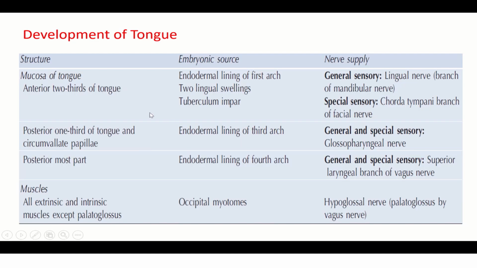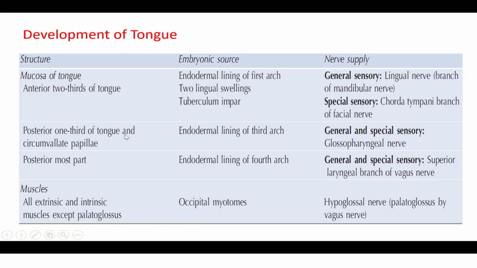Now, in order to understand the development, let us see the mucosa of the anterior two-thirds of the tongue. The embryonic source is the endodermal lining of the first arch, the two lingual swellings and the tuberculum impar. That's why the general sensation is by the lingual nerve, which is a branch of the mandibular nerve, the nerve of the first arch, and the special sensation is the chorda tympani nerve, which is a branch of the facial nerve. This is the pretrematic branch of the first arch.